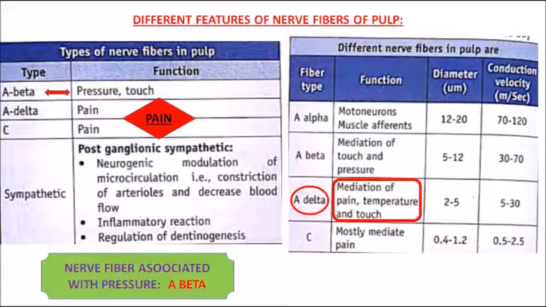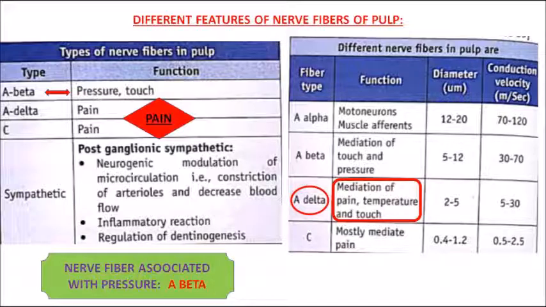Okay, there are different fibers which you should know, and the different features of nerve fibers also should be understood. Types of nerve fibers in the pulp are A beta, A delta, C fibers as well as the sympathetic one. A beta is very important, which carries pressure and touch. A delta and C fibers carry pain. Those two fibers are the main fibers related to pain.